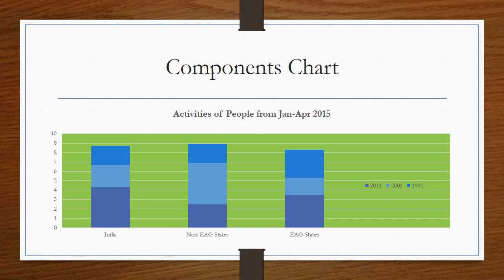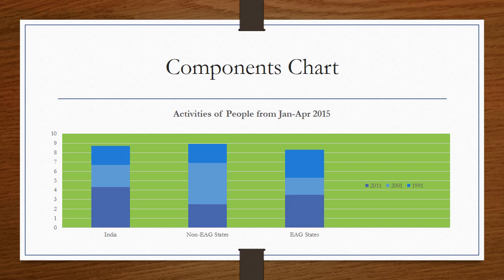Example, in India, non-EAG states and EAG states. What is meant by EAG? That is Empowered Action Group. So we will see India, non-EAG states and EAG states. You can see in India we are having three parts. Within one bar we are dividing three parts, that is called a components chart. So within the India bar you can see three color codings, that is 2011, 2001 and 1991. So this is the component chart.